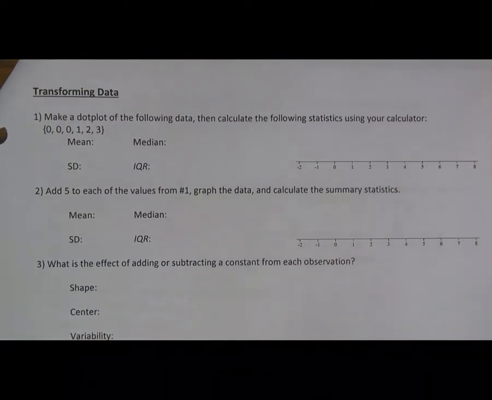So this page will just show you what happens to the mean, median, standard deviation, and IQR, those four specific parts of the summary statistics, when we take data and transform it, i.e. add, subtract, multiply, or divide all the data values by a number. So look at number 1.